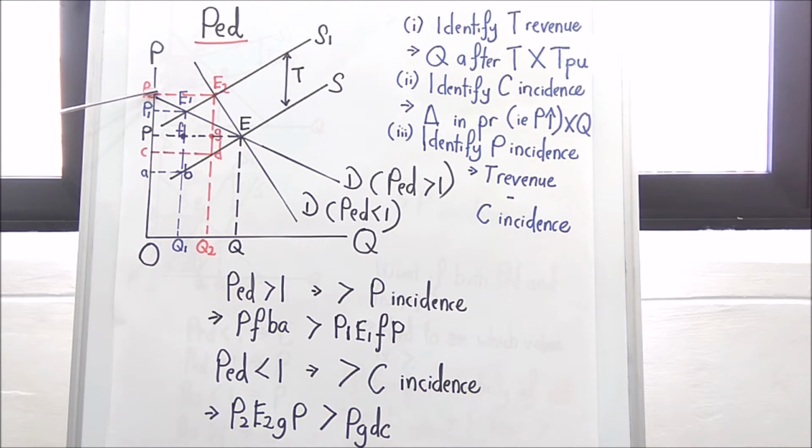The opposite will be true if PED is more than 1. If PED is more than 1, the consumer incidence will only be P1, E1, F, and P, with the producer incidence being P, F, B, and A, which is larger.